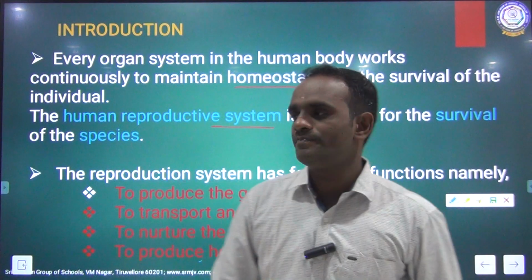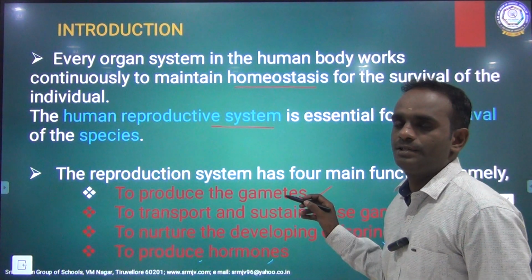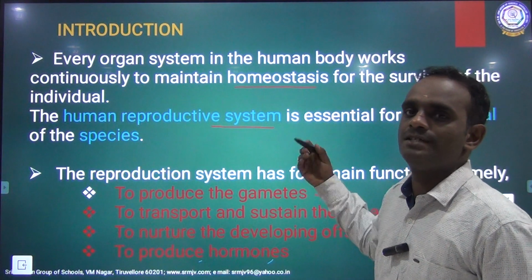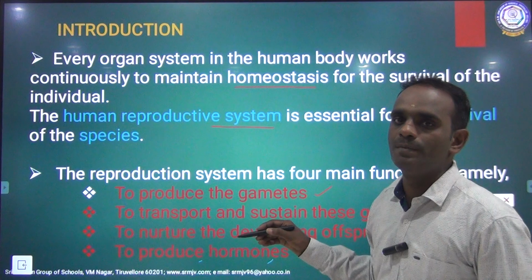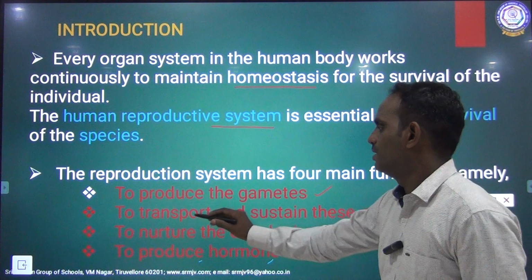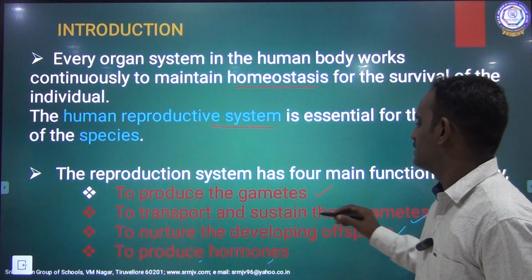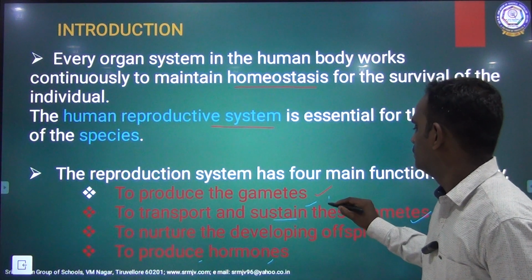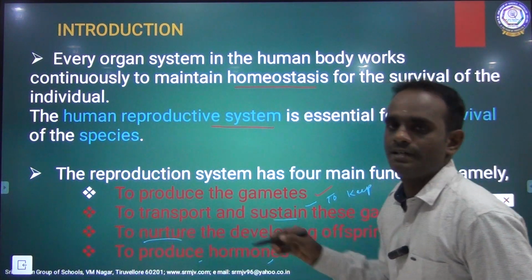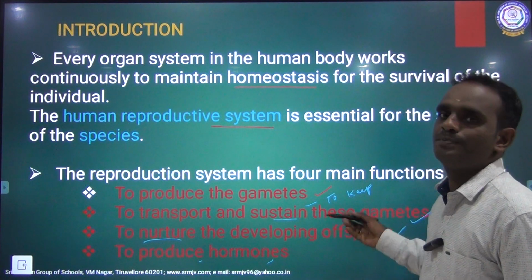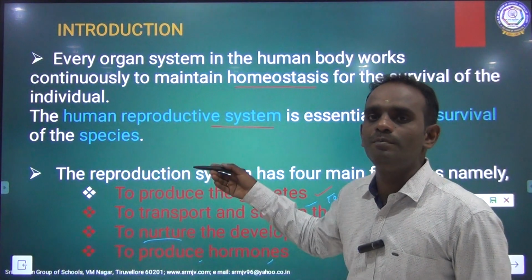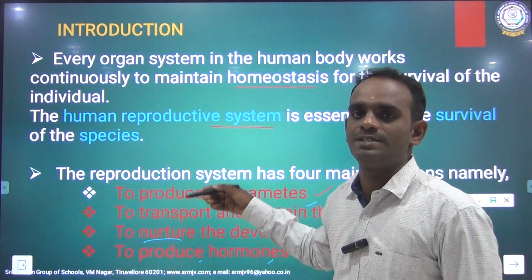Children, you know very well about gametes, that means the male gamete as well as the female gamete. Male gamete means sperm and female gamete means ovum. So, to produce the gametes, to transport and sustain the gametes. Sustain means to keep. And the third one, to nurture the developing offspring. And the fourth one is to produce hormones. These are the four main functions of the human reproductive system.